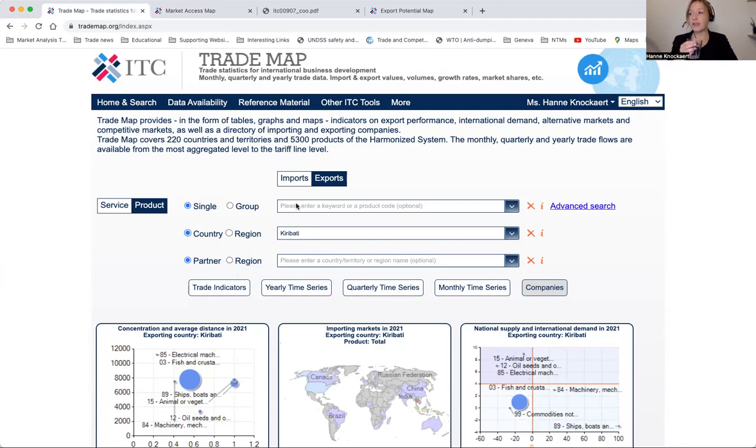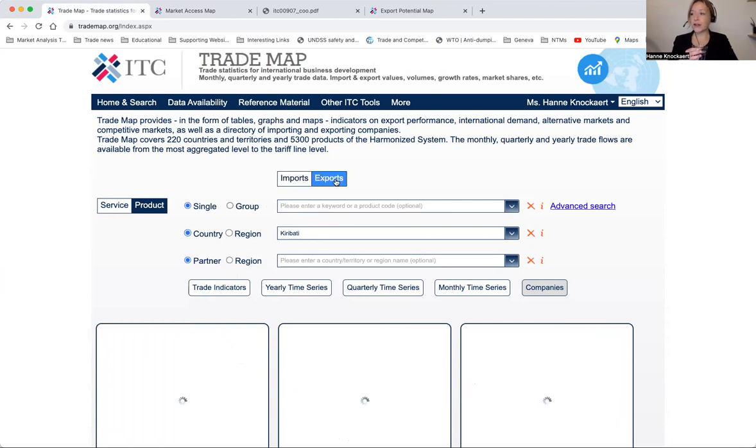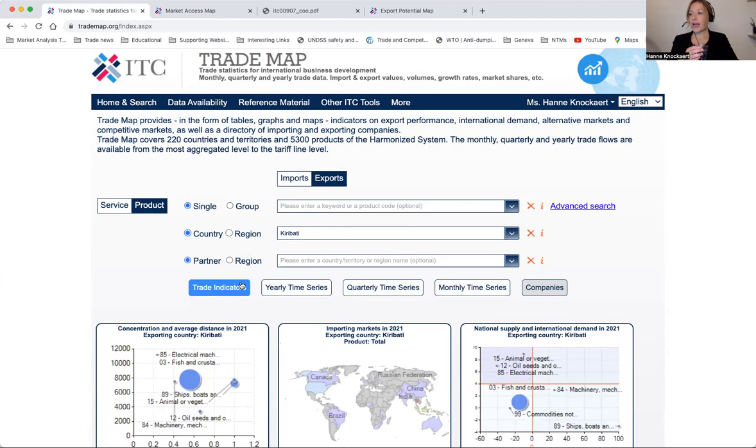So the product group we leave empty. We want to look at exports. So we click here on exports. And you can look into trade indicators. So these indicators are the latest available in Trade Map, combined with indicators that we already calculate for you to be able to analyze the raw data more easily.